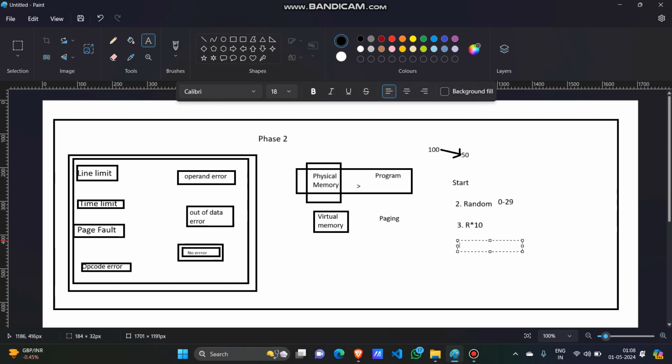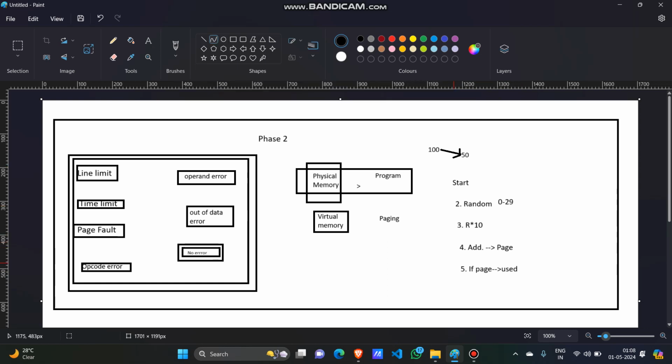Now, after doing this, check if the address that is generated after multiplication is pointing to a particular page, meaning that address is the address of the page itself. Now, if that page is used, then you have to reiterate this algorithm.